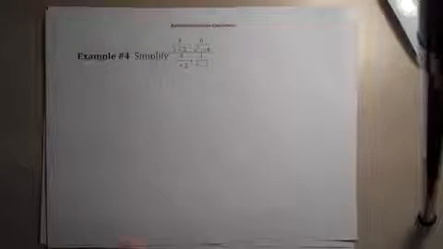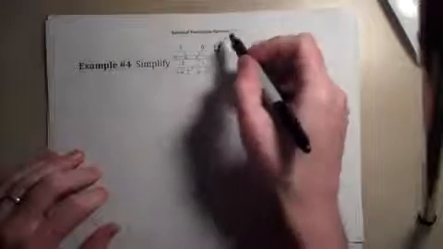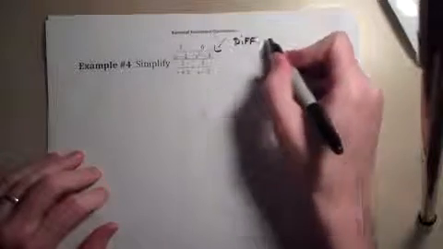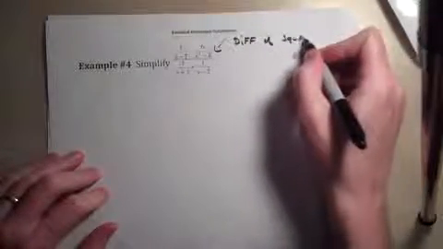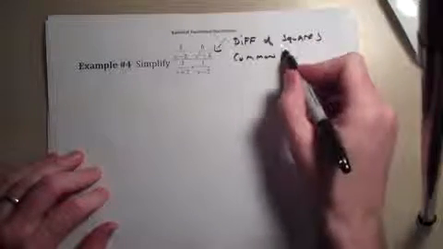We are back for part 2 of rational function operations. We have 2 more problems to do. Here we go. Let's see. Notice here we have a difference of squares. And we're going to need to find a common denominator.